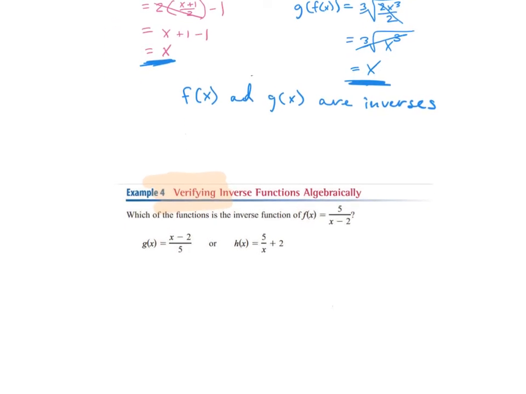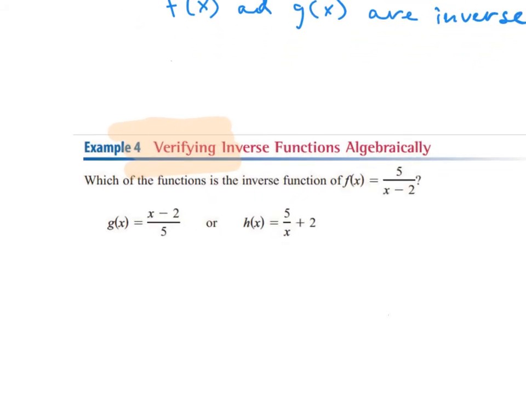All right, so this next one, again, we're verifying the inverse, but it's asking us which of the functions is the inverse function of f of x equals 5 over x minus 2. Here we can do what we did in the last one where we find f of g of x and see if that's equal to g of f of x.